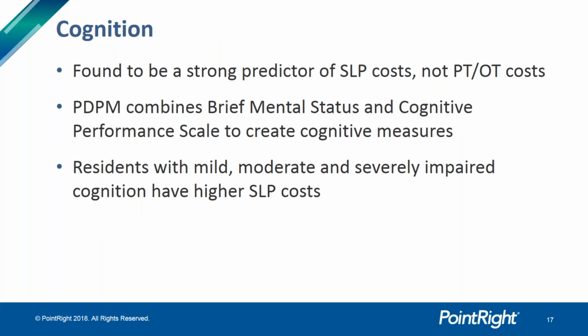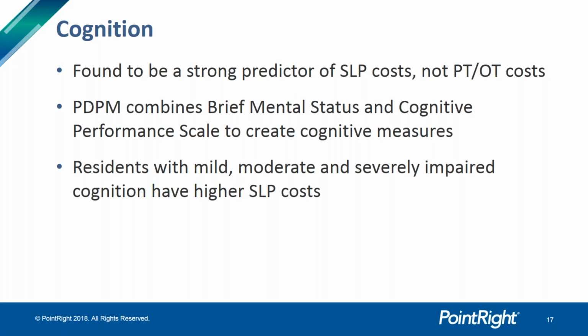When we looked at cognition, what was found was that it was a strong predictor of costs for speech and not PT and OT, which was kind of interesting because a lot of times we would think that someone who's cognitively impaired would have a hard time following the instruction and participating in some of these other therapies, but that actually was not the case when the analysis was done. Cognition was more closely related to speech than these other therapies.